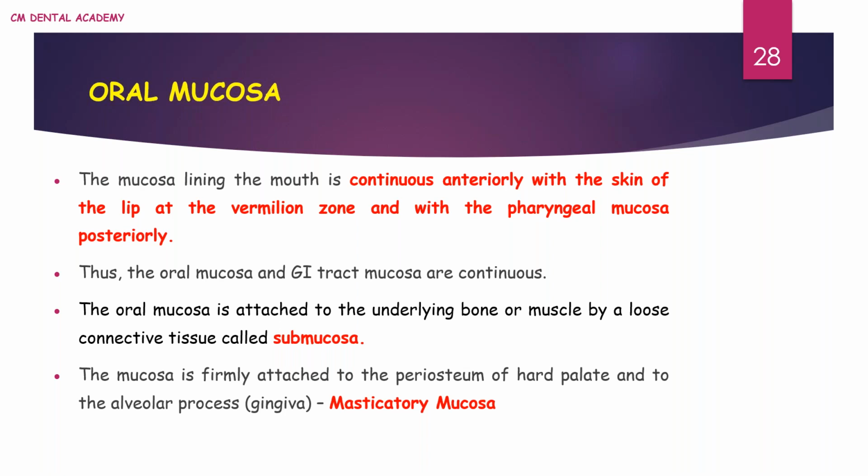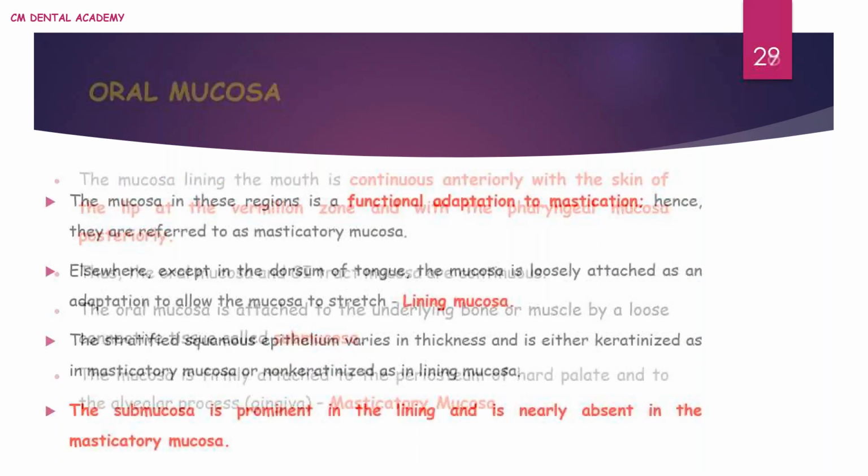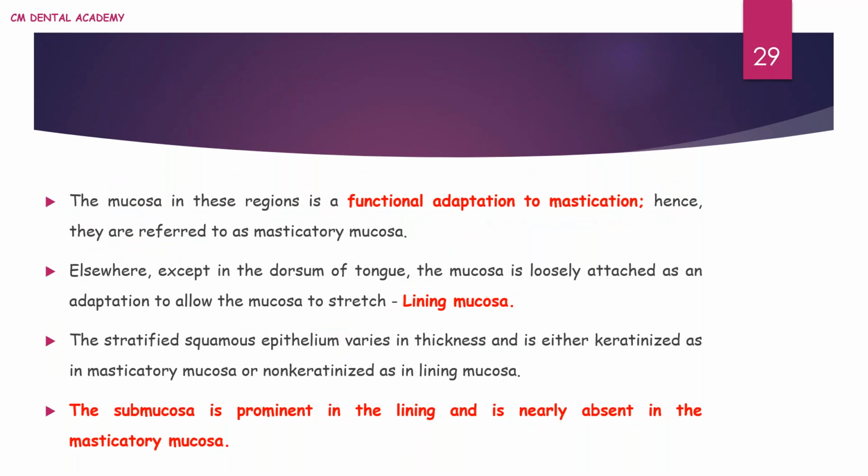But in certain areas, such as the hard palate and the gingiva, the mucosa is directly attached to the bone. Such mucosa is called the masticatory mucosa. The mucosa in these regions is a functional adaptation to mastication. That's why it is called masticatory mucosa. Elsewhere, except in the dorsum of the tongue, the mucosa is loosely attached. It helps in adaptation to allow the mucosa to stretch. And this mucosa is called the lining mucosa.